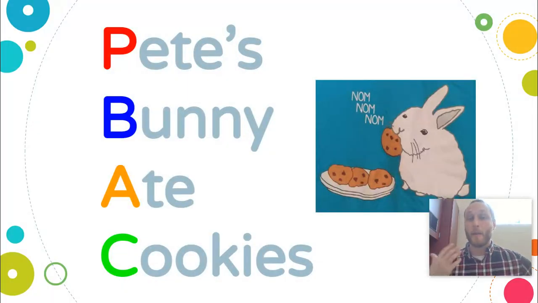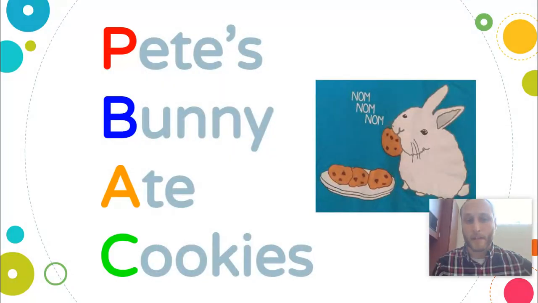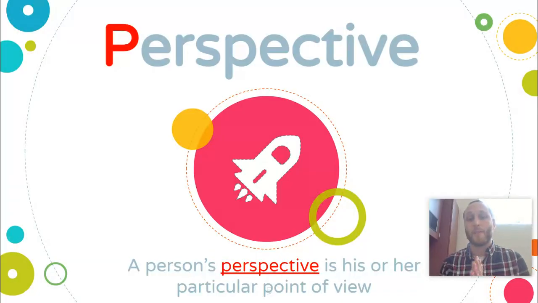So the way I like to remember those four words is Pete's Bunny ate cookies. If you remember Pete's Bunny ate cookies, hopefully you can remember perspective, bias, accuracy, and credibility. Pete's Bunny ate cookies. Okay, perspective, bias, accuracy, and credibility. So we're going to start with perspective here.